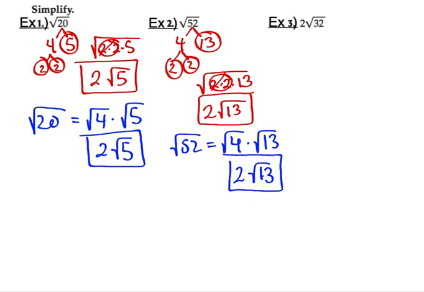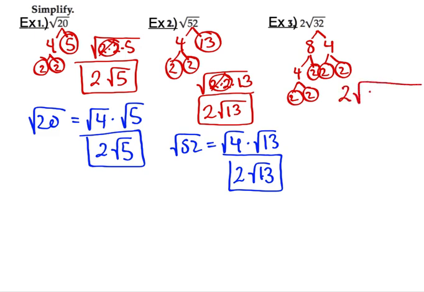Example 3. 2 square roots of 32. First, factor down the 32. 8 times 4. The 4 can reduce to a couple of 2's, which are both prime. The 8 reduces to a 4 and a 2. The 2 is prime. The 4 can go down a little further, giving us more 2's. We have 5 2's here. So 2 times the square root of 32 is going to be 2 times 2 times 2 times 2 times 2.